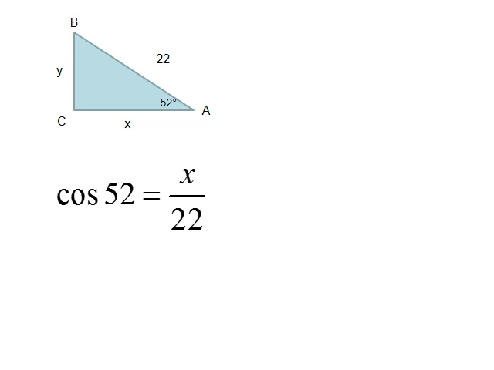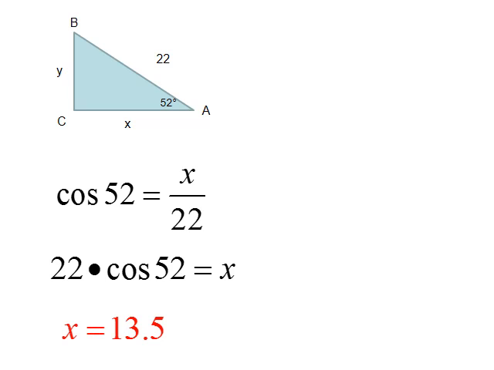From here, we have just two steps to solve. Cross multiply, and you'll have 22 times the cosine of 52 equals x. And that's what you're going to type into your calculator, exactly what you see there. We're going to round to one decimal place, and you should get x to equal 13.5.